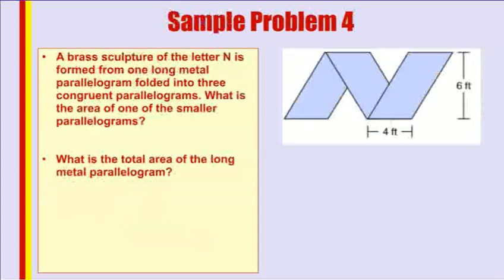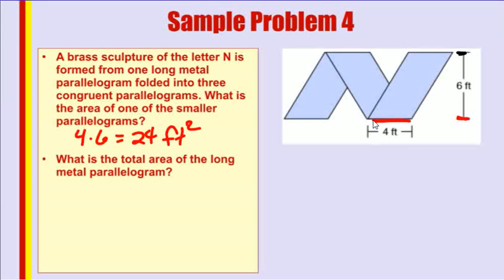And our final problem. A brass sculpture of the letter N is formed from one long metal parallelogram folded into 3 congruent parallelograms. What is the area of one of the smaller parallelograms? So we're just looking at one smaller piece. We're going to look at this one. We have a base of 4, and then the height. The height they're saying is 6. So 4 times 6, which gives us 24 square feet.